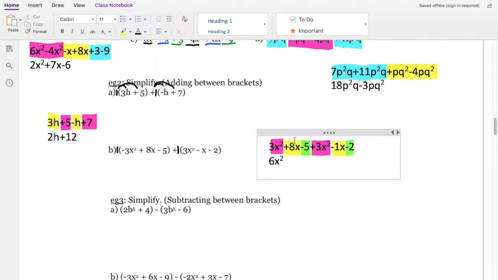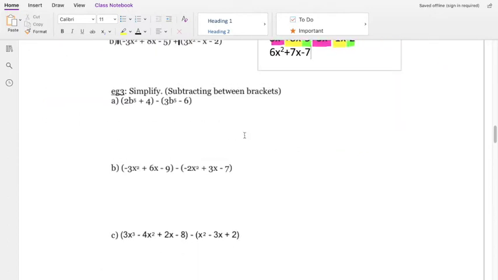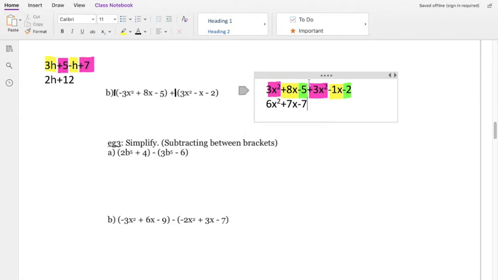Okay. We have 8x minus x, or minus 1x, so that's going to be plus 7x. We have negative 5, negative 2. Two negatives coming together equals more negatives. So it'll be minus 7. Okay. It's not multiplying, you're just adding it.